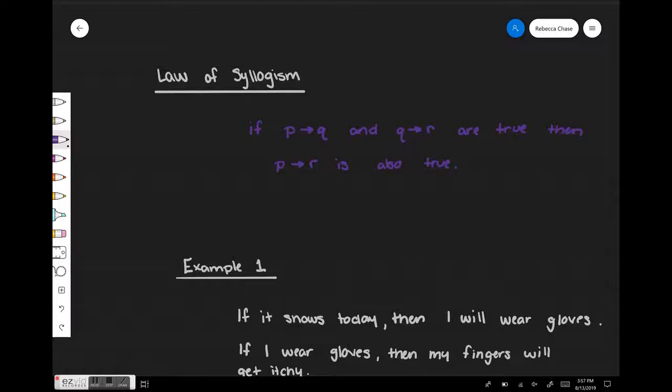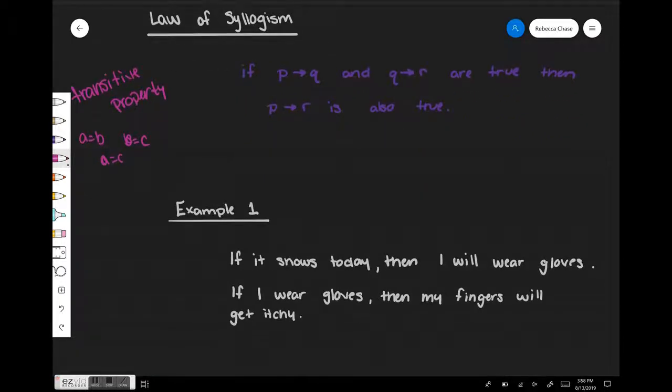All right, so law of syllogism says that if P to Q, so remember that means a conditional statement form, and Q to R are true, then P to R is also true. So this is going to be really similar to what we call the transitive property, which you should have seen a little bit of. Okay, which if I put this in simple terms, if A equals B and B equals C, then we know that A equals C. All right, so that's what that means.